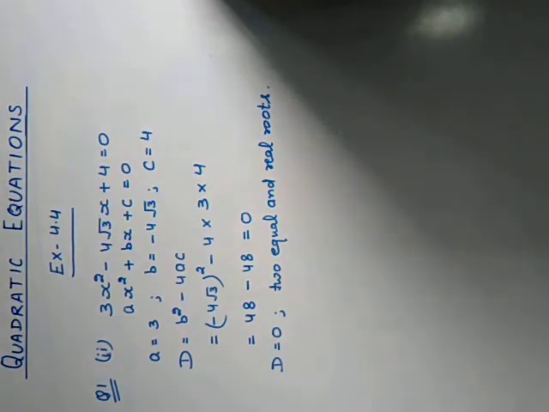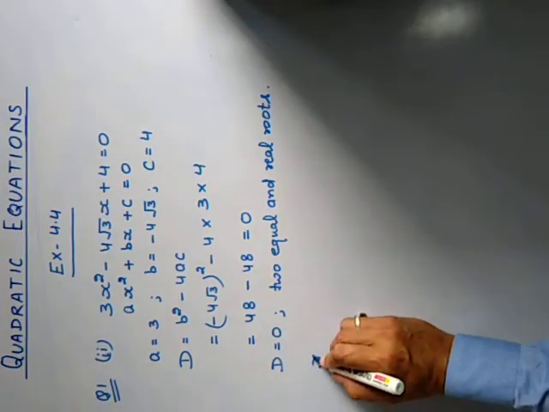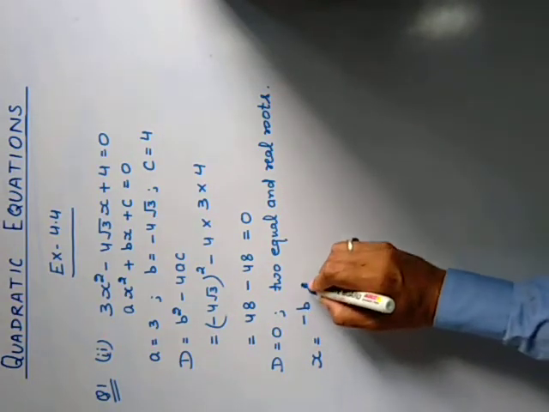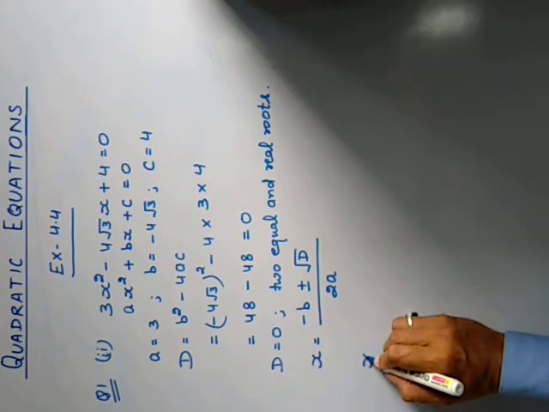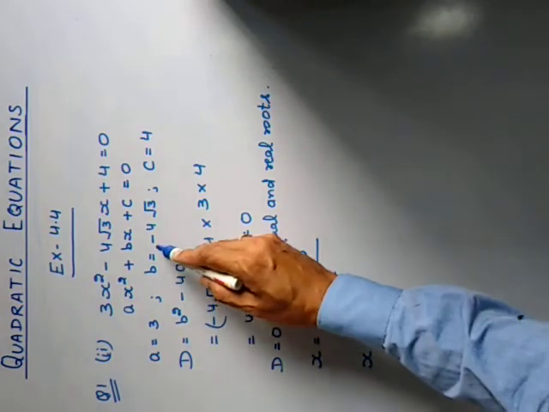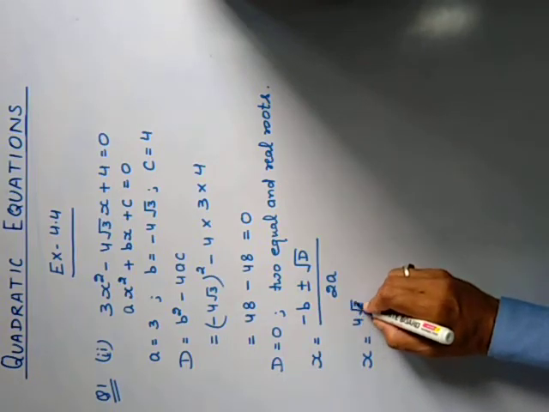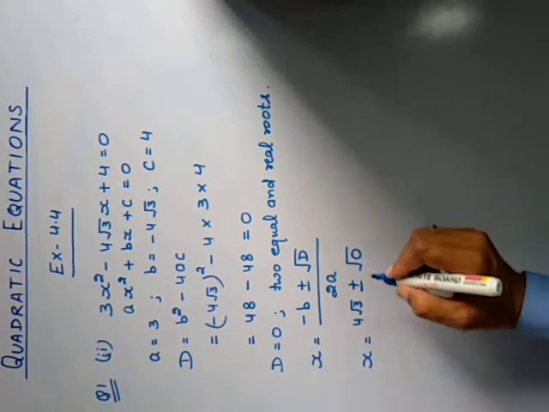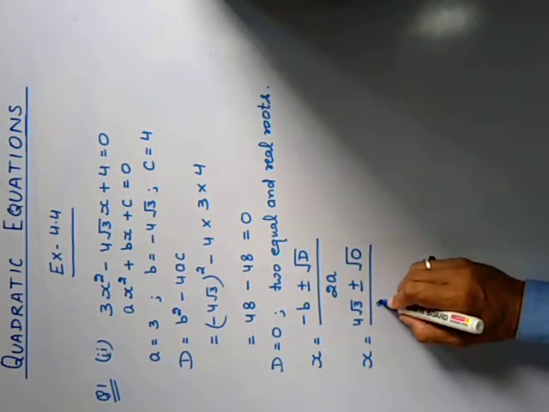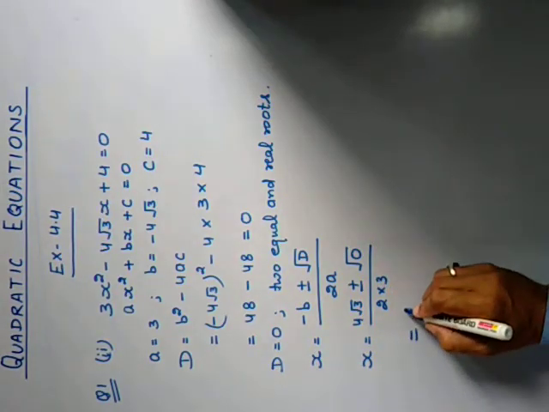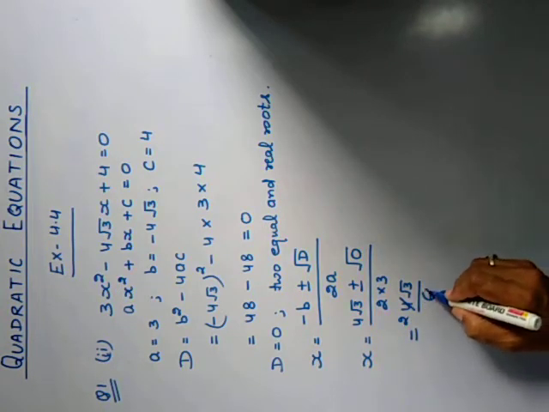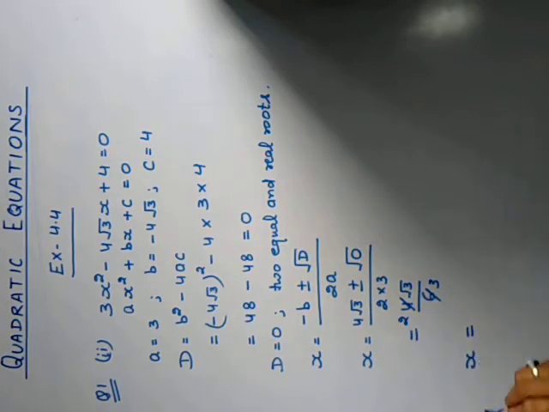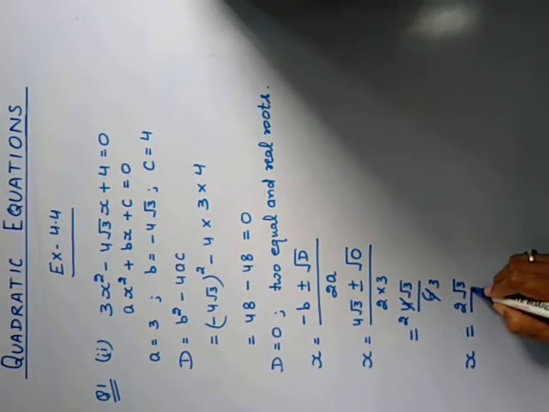Now if two real and equal roots exist, we have to find them. So for finding roots using the quadratic formula, x equals minus b plus minus under root D upon 2a. So x equals minus b, minus minus plus, so plus 4 root 3 plus minus D is 0, discriminant D is 0, upon 2a. So 2 into 3, which is equal to 4 root 3 upon 6. Now we can cancel out, 2 2s are 4, 2 3s are 6. So x equals 2 root 3 upon 3.